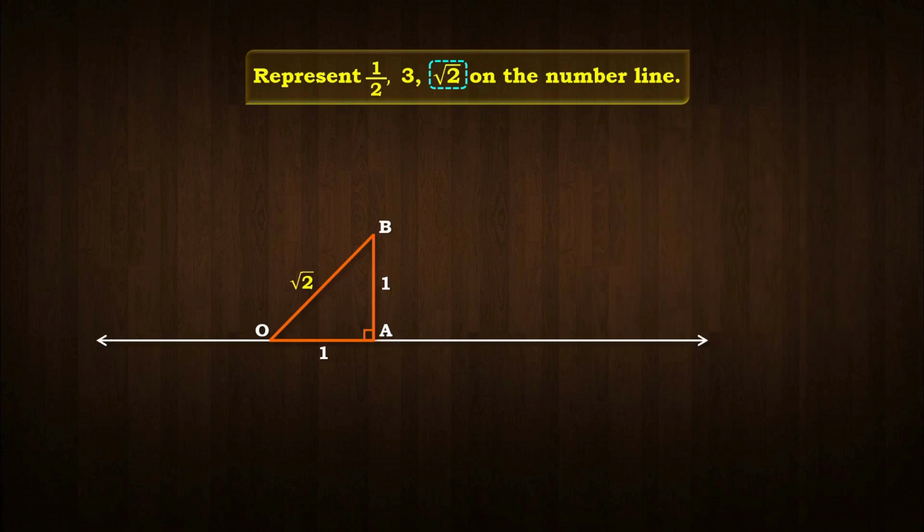So now we are going to apply this on the number line. So we already got root 2. Now we will take that as a radius and we will plot that on the number line.